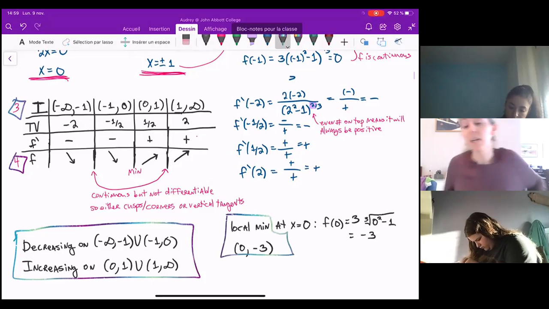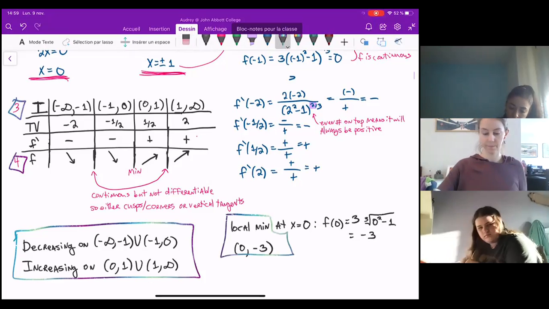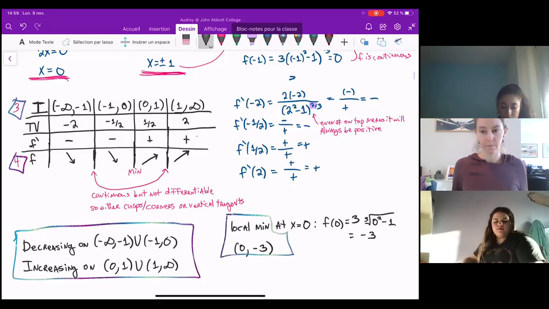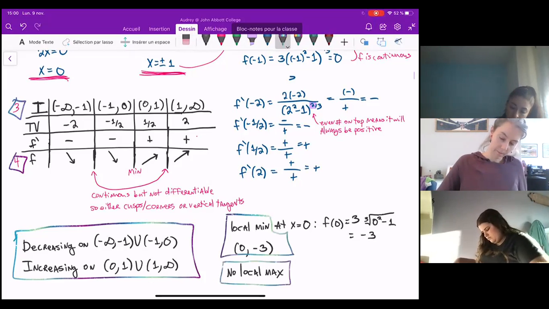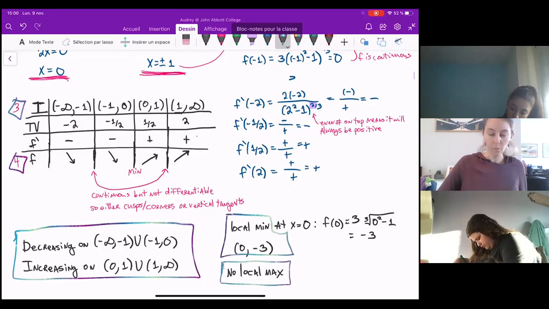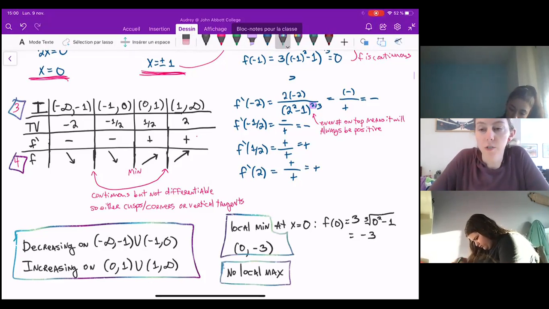Does this thing have any local max? No. So we would just say no local max. Okay, are there any questions about this problem? I'm actually going to graph it for you guys in just a second, so we can see what we just did, but are there any questions as of right now?